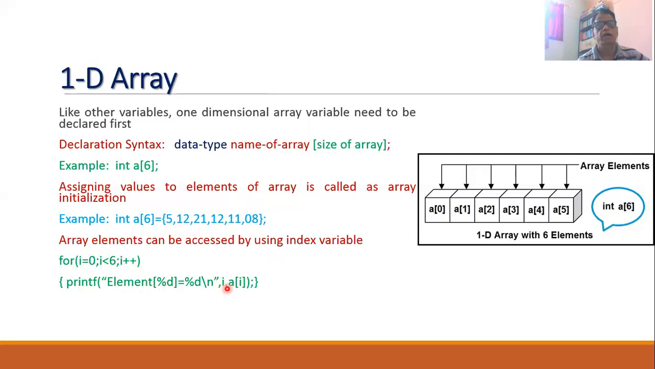And finally, you need to close this curly bracket for the for loop. So this is a syntax that is normally used for accessing the array elements. You will find that we are making use of an index variable for accessing the elements of the array. So here the i that we have written is called the index variable of the array, and the name of the array is A.